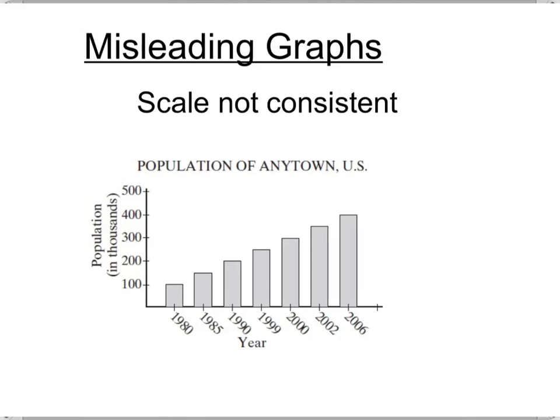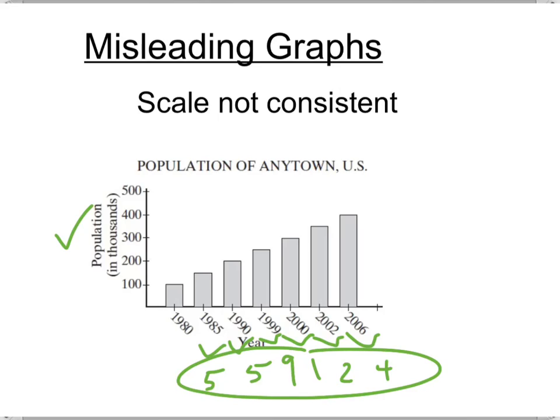Now, another thing that might be a problem is that the scale might not be consistent. Let's look at the scale on the y-axis. It looks like it's going up by 100: 100, 200, 300, 400, 500. That scale is okay. But here, this is an increase of 5 years. Here, that's an increase of 5 years. Here, that's an increase of 9 years. Here, that's an increase of 1 year. Here, that's 2, and here, that's 4. The scale has to be consistent.